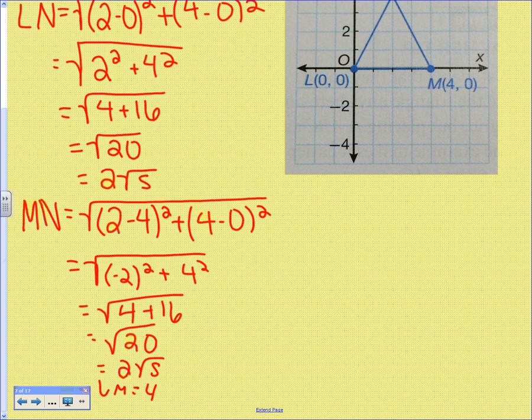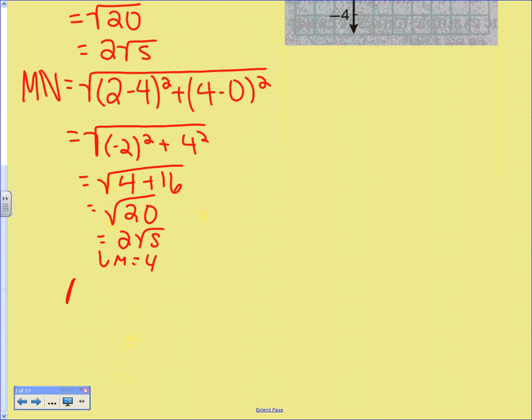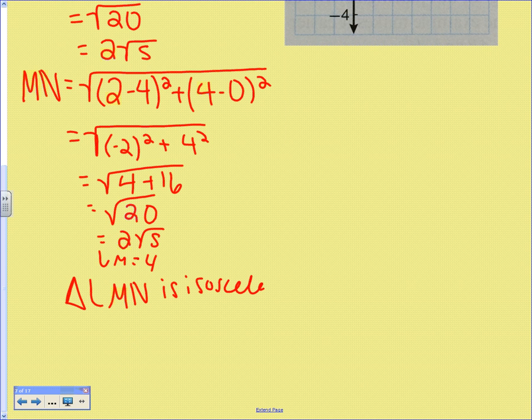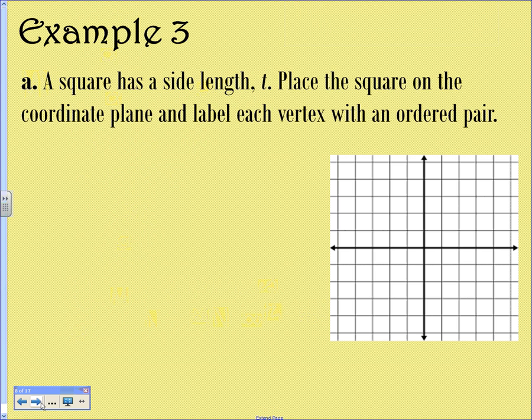So, now what? LMN. LN and MN both equal 2 square roots of 5. We're done. That's it. I told y'all you were going to like these. They're not too difficult. Any questions here? Okay. Moving on to another example.